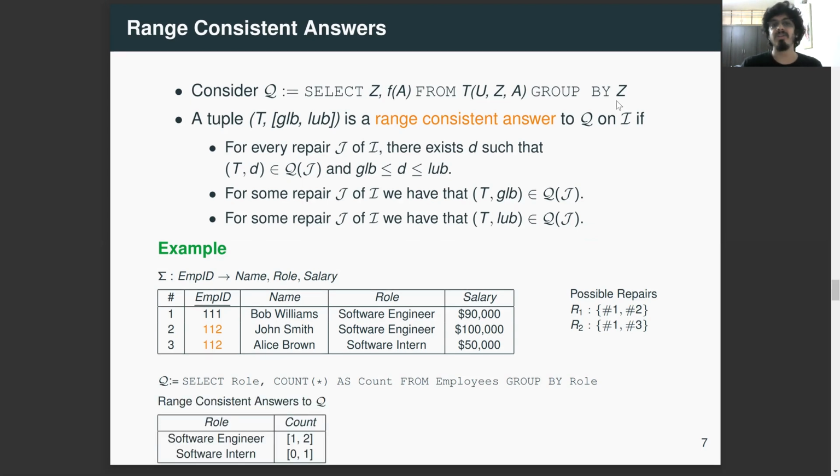And as per the definition above, we see that the range consistent answers to Q on this database instance I are the following. It tells you that no matter how you repair your data, you are guaranteed that you will find at least one software engineer and at most two software engineers. Similarly, there exists a repair on which there is no software intern, and no matter which repair you pick, you are guaranteed that you will find no more than one software intern. These are the range consistent answers.